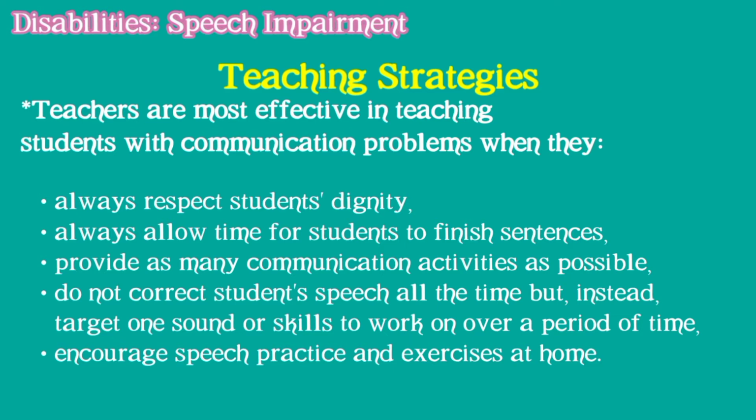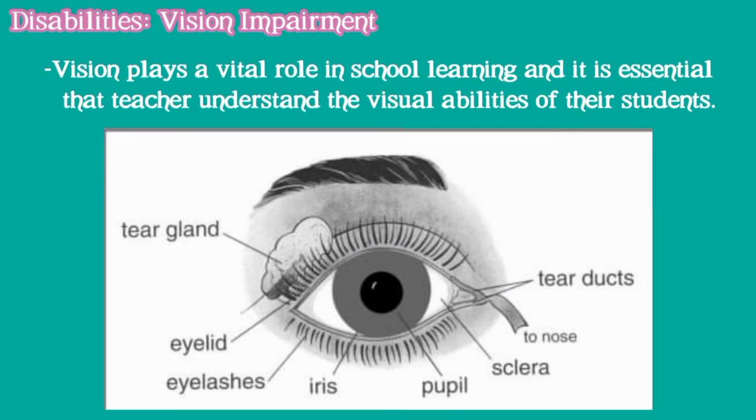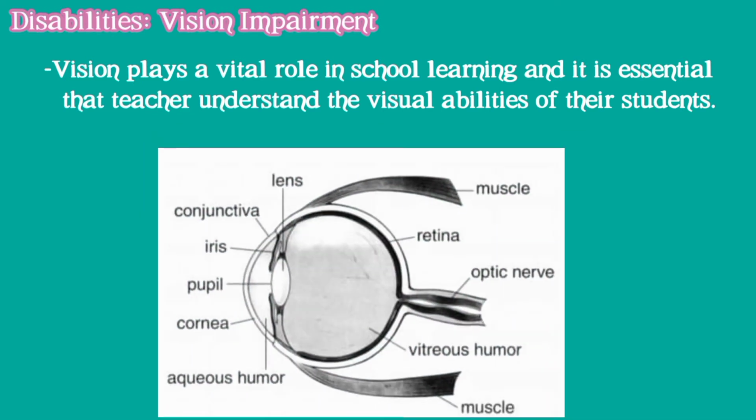So next disability is vision impairment. Vision plays a vital role in school learning, and it is essential that teachers understand the visual abilities of their students. Many students who have mild or moderate vision impairments are not identified as such, so teachers have an important role in detecting vision impairment.